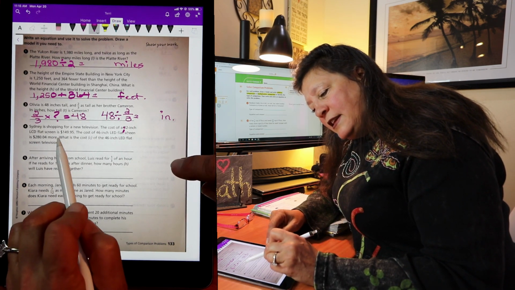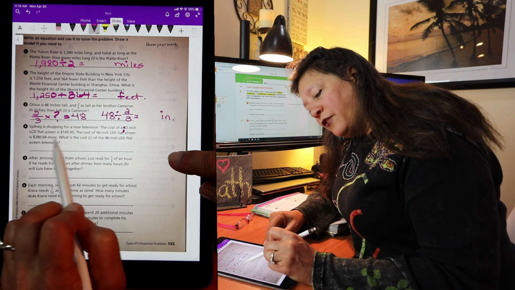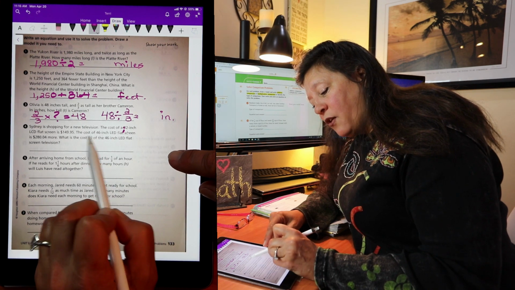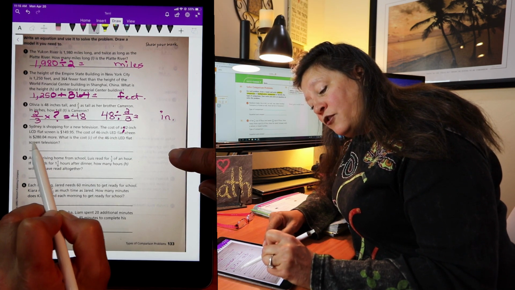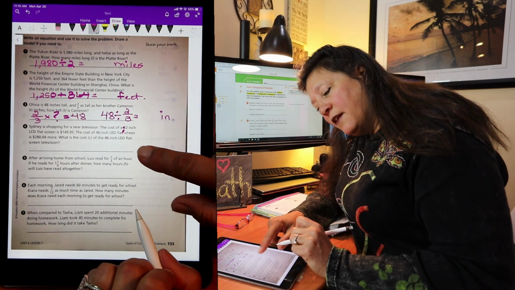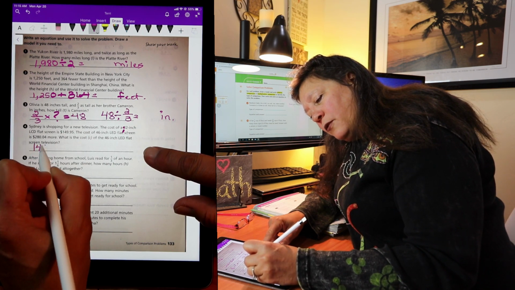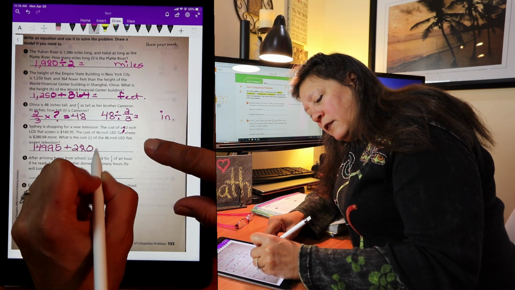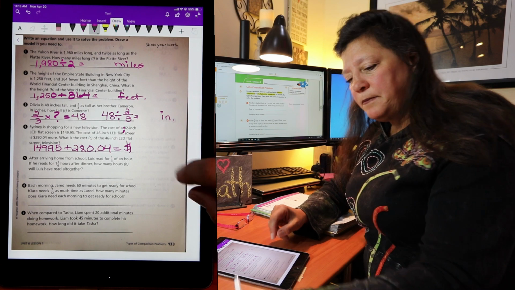Number 4, Sydney is shopping for a new television. The cost of a 32-inch flat screen is $149.95. The cost of a 46-inch LED flat screen is $280.04 more. What is the cost of the 46-inch flat screen? You're going to add those two together to get your total cost. And your label is going to be money.